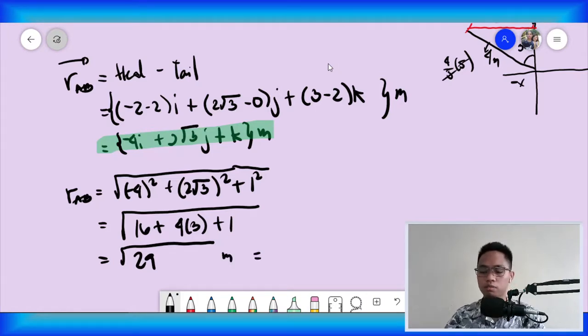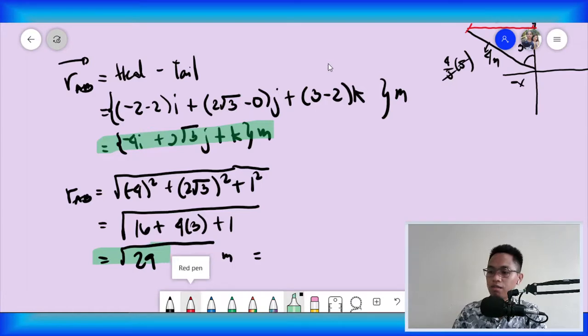Actually, in the board exam the math problems are just simple. Okay? I used the calculator. You use the resources to be safe, because every point counts. So that's square root of 29. That's correct. So therefore, the magnitude or the distance AB is square root of 29 meters.